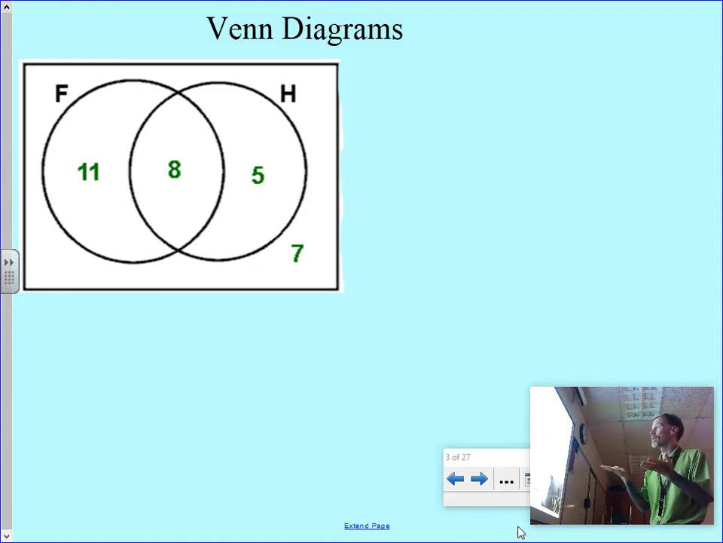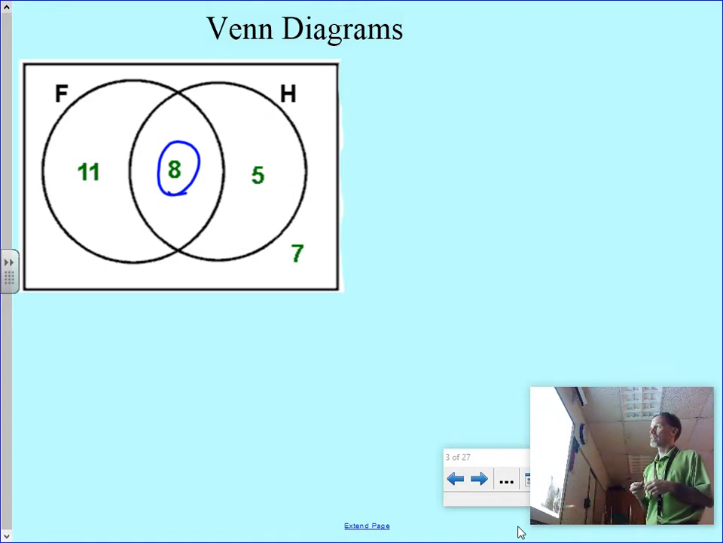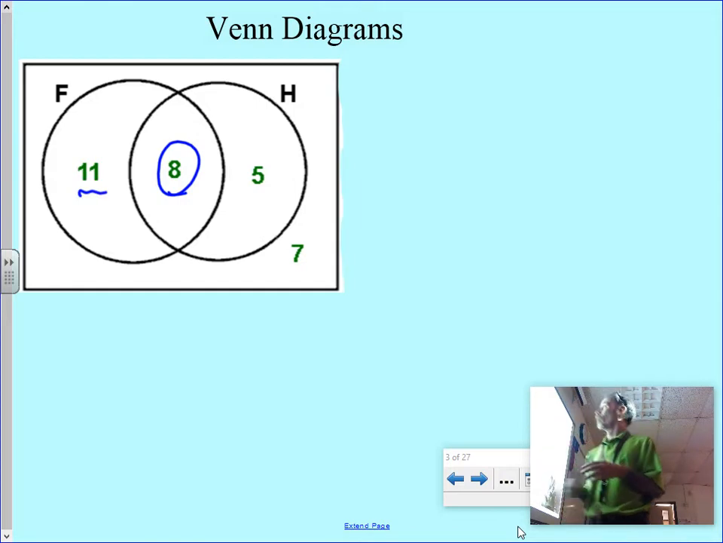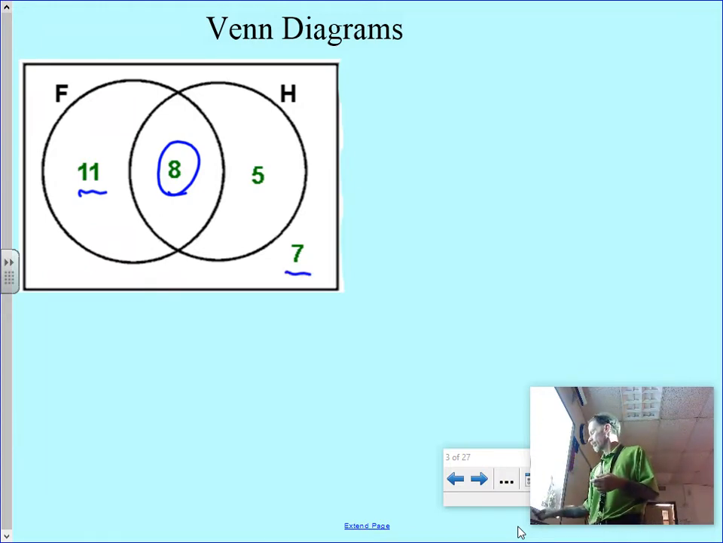So on this real simple one, you have set F on the left and set H on the right. If I ask the question, how many, we'll call those numbers people, so how many people are in both F and H, I think all of you would probably say 8, because 8 is inside of both circles. Or if I said how many people are only in set F, that would be 11. Or if I said how many people are not in either one, how many are kind of out by themselves and not in one of the groups, that would obviously be 7, right?